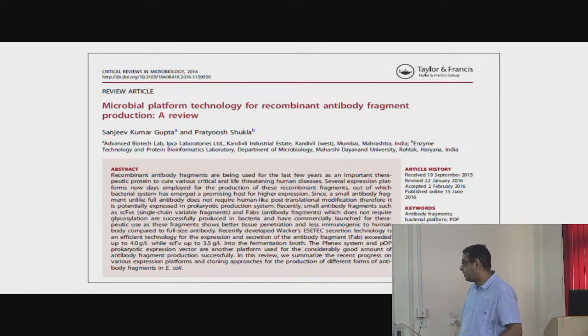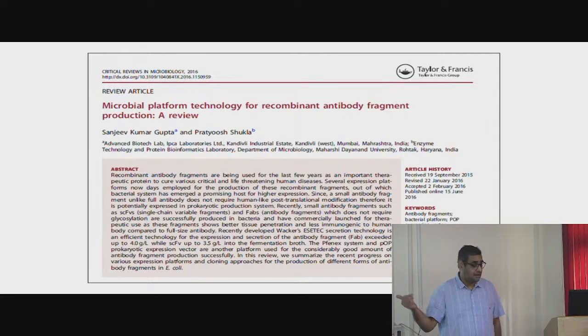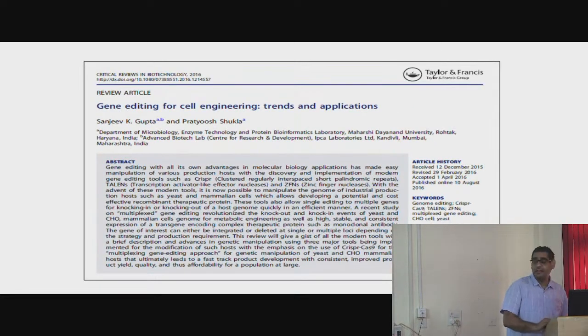And in this, we have also covered the Wacker's secretion technology for expression of the Fab, especially when you talk about production in the fermentation route. The FEFNET system and the expression vectors are also analyzed in this paper. And this is gene editing for cell engineering. It's also a very good tutorial paper. Those who are working on the cell engineering aspect, cell engineering for drug development, can read this paper and know how things should be worked out. And those working on the multiplexing gene editing approach can also read this paper.